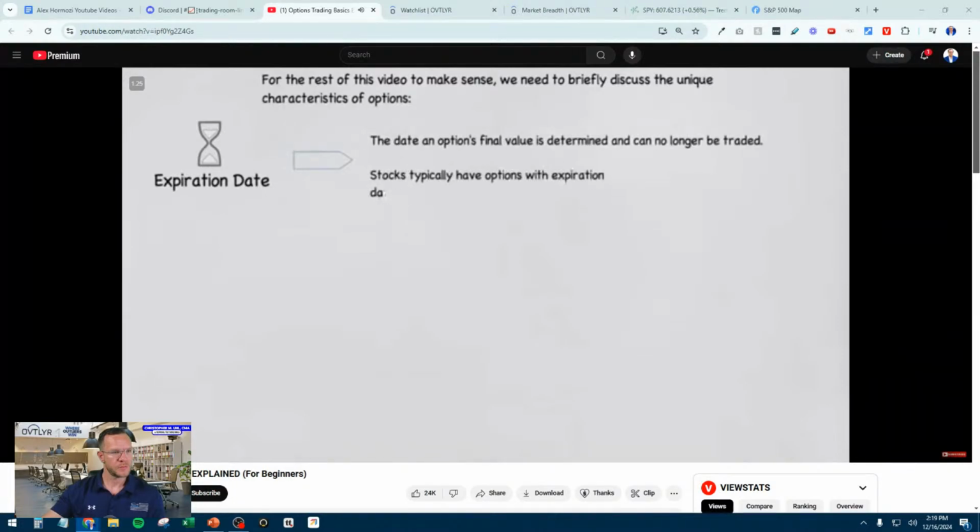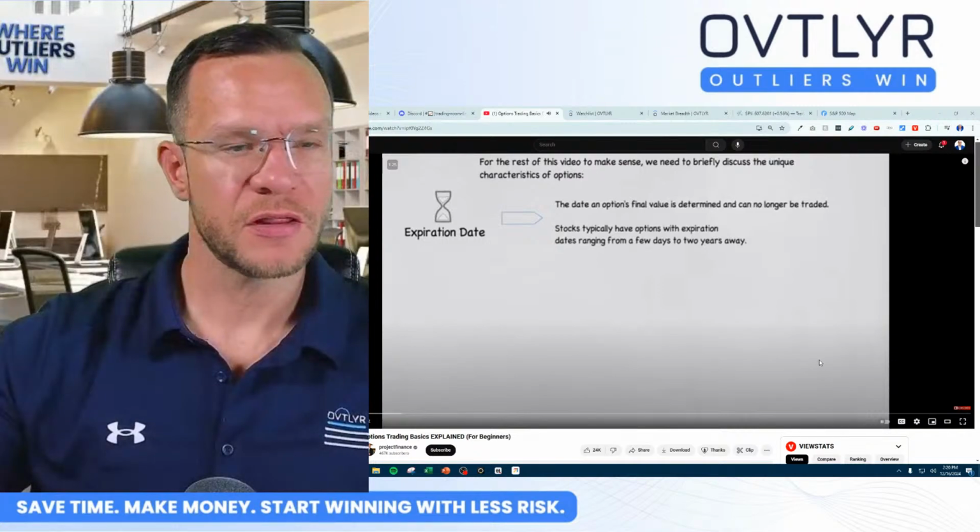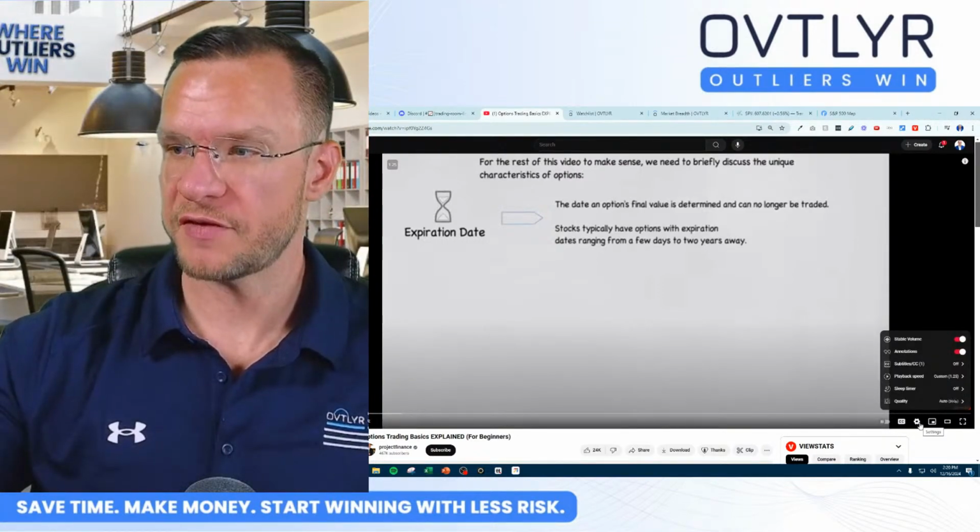So first and foremost, every option has an expiration date, which is the date that the option's final value is determined and the option can no longer be traded. And it's important to note that because unlike stocks, options do have a finite date.